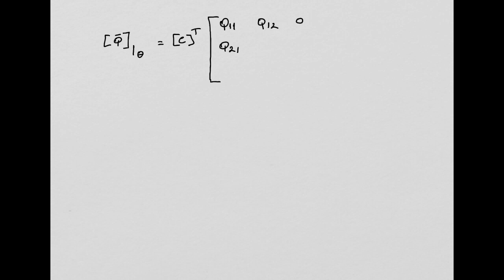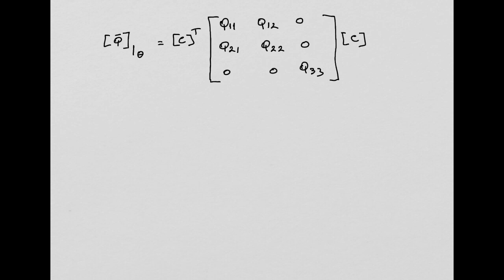So we need to get these equations here for the stiffness. So the stiffness matrix for a particular angle, theta, I'm going to write like this, is equal to the transformation matrix transposed times the stiffness matrix of the ply, and this at the end we'll need to multiply again by the transformation matrix.